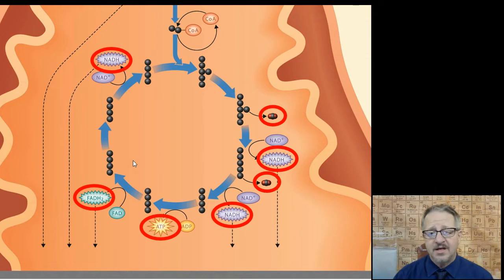Well, it's important because it provides energized, high-energy electrons for the electron transport chain that we're going to get to later. So that's why the NADH and the FADH2, which is also an electron carrier, are important, and that's what we're going to focus on. Of course, the ultimate goal of cellular respiration is to produce ATP. So obviously, we're going to highlight the ATP as well.